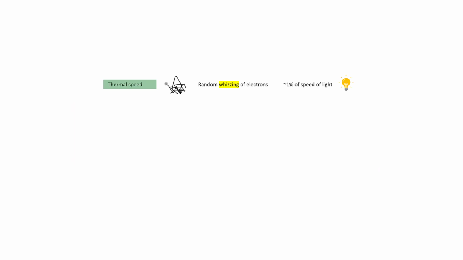This is what electrons do when there's no current. They just buzz around randomly incredibly fast, about 1% of the speed of light, or 3,000 kilometers per second. And this is called their thermal speed.